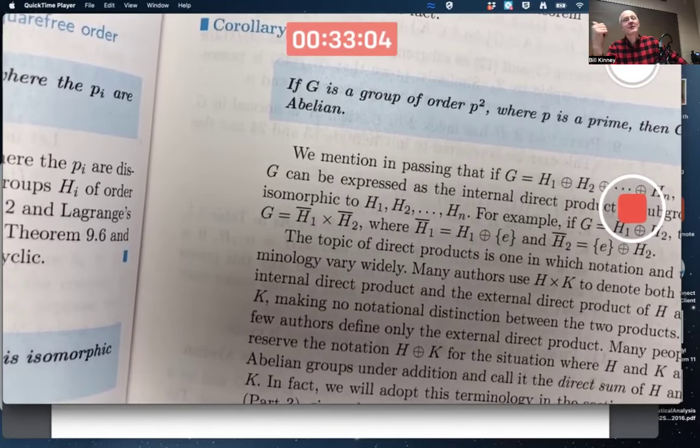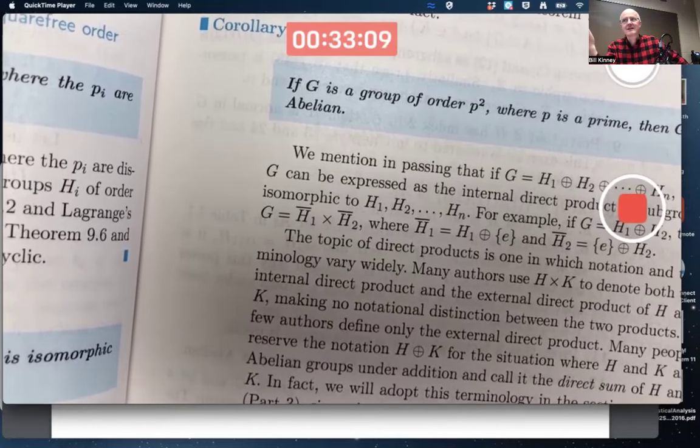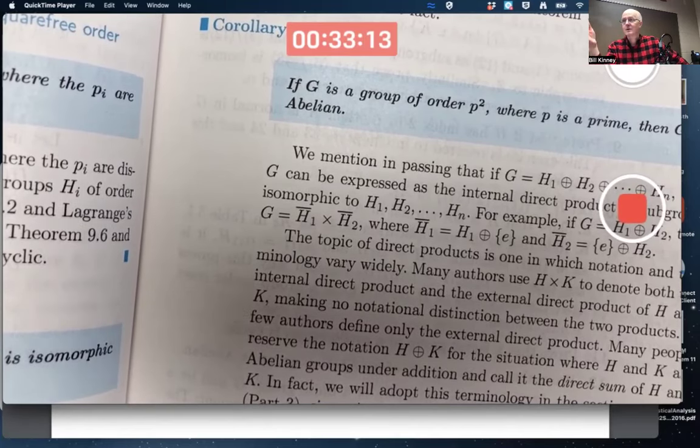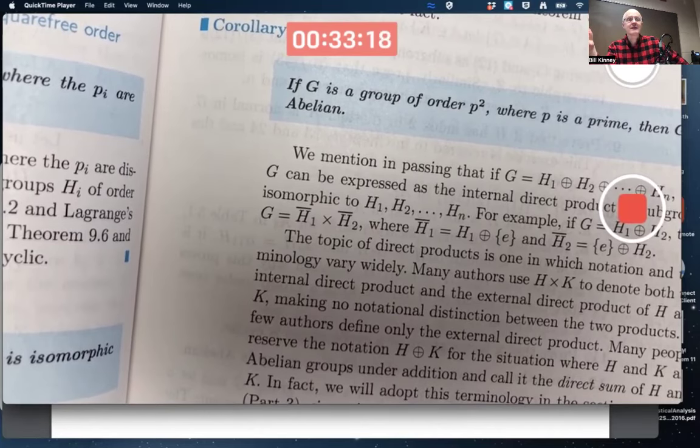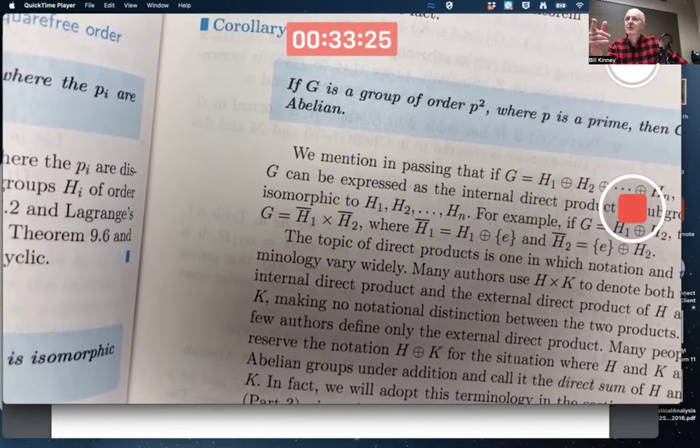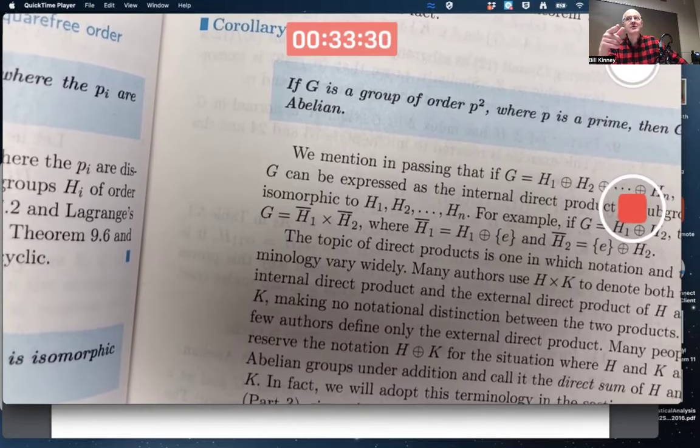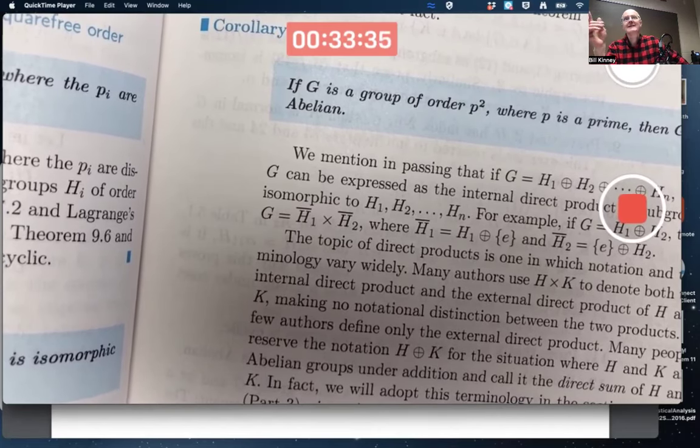Say that again. We've classified groups of order 1. They're trivial. They're all isomorphic. We've classified groups of order P, where P is prime. They're all cyclic. We've classified groups of order 2P, where P is a prime bigger than 2. It's either isomorphic to Z_2P, cyclic, or D_P, the dihedral group of order 2P. And we also, one more case, have classified groups of order 4.